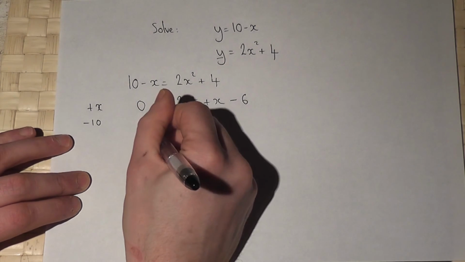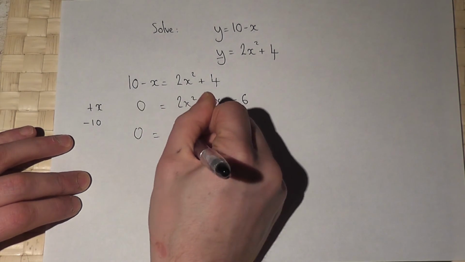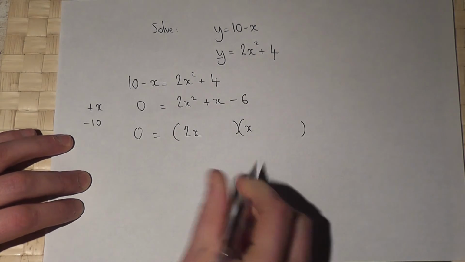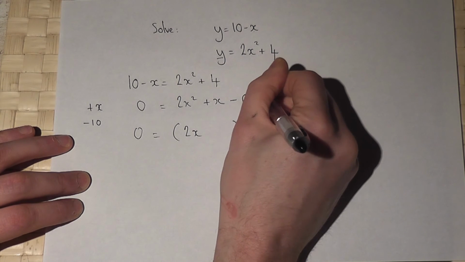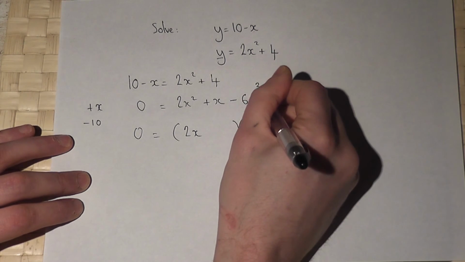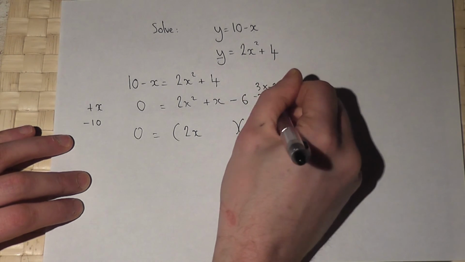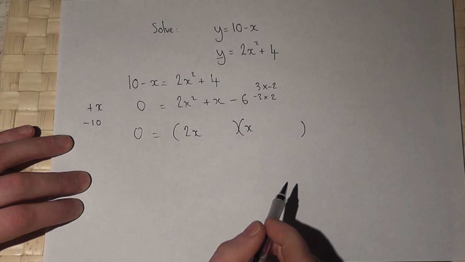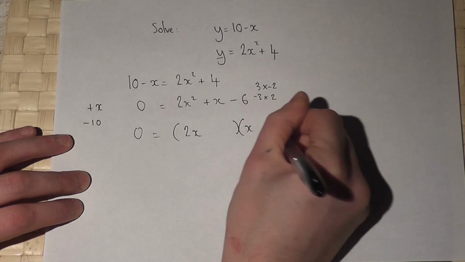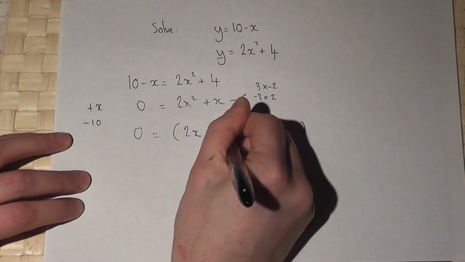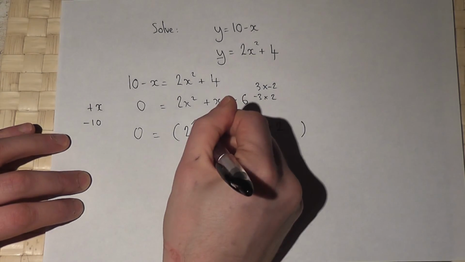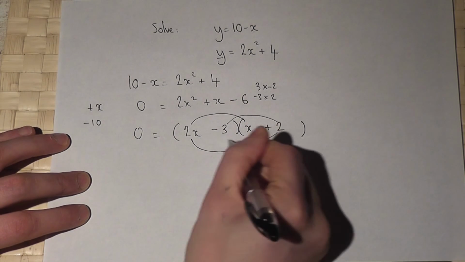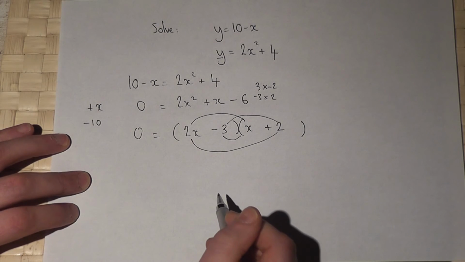Well, if I were to put a 2x and an x, then the factors of 6 are 3 and 2. So it's 3 times minus 2, maybe, or minus 3 times 2. I'll try that combination first. And if I were to put a plus 2 here and a minus 3 here, then I get my 2x squared, my minus 6, and I get a 4x minus a 3x, which is an x.